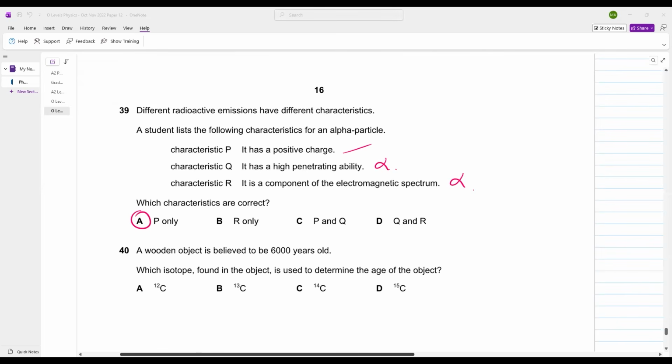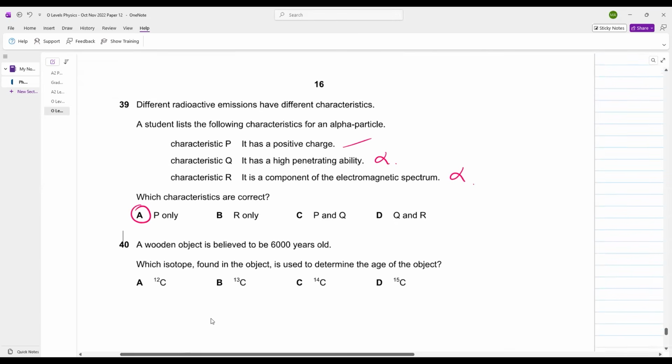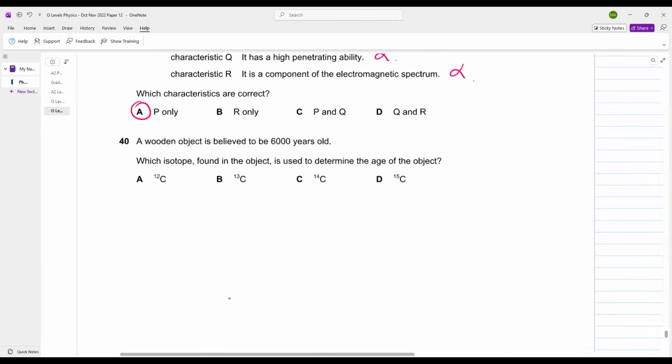A is your option. A wooden object is believed to be 600 years old. Which isotope found in the object is used to determine the age of the object? बेटा, age of the object determine करने के लिए हम कौन सा isotope use करते हैं? हमेशा carbon 14. C is your answer. This process is known as carbon dating.